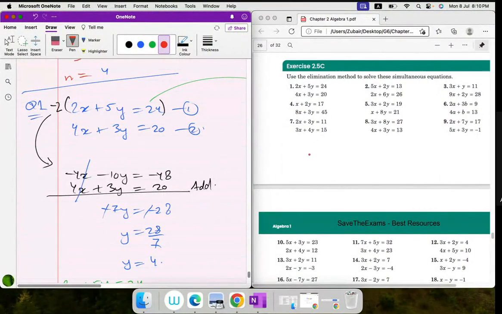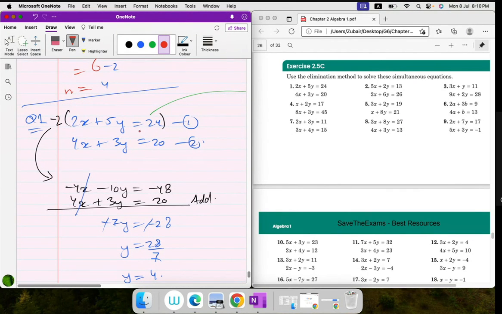So why do you multiply with minus 2? To make it negative 4. This was plus 4. Yes, sir, minus 4, so when we add them, I can get rid of x. Okay.